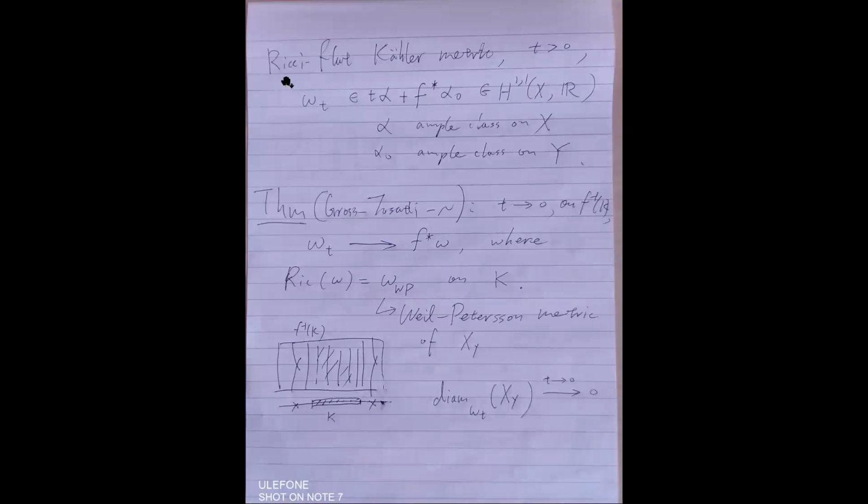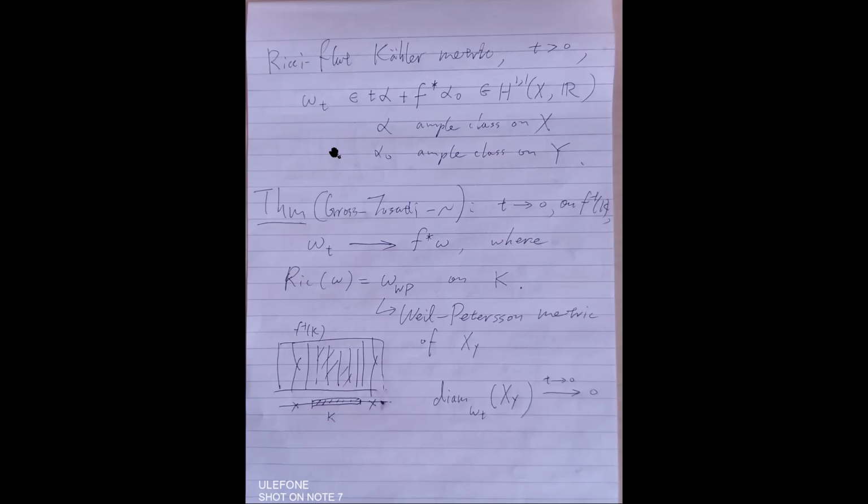And then we consider each flat Kähler metric omega_t belonging to this ample class. So alpha is an ample class on X. We always assume this X is projective, right? So alpha_0 is an ample class on Y. So we pull alpha_0 back upstairs and have a parameter t, the class alpha plus t times this. So this one is also a Kähler metric.